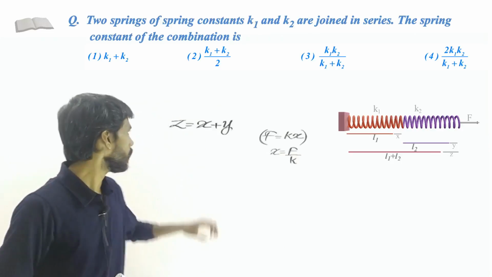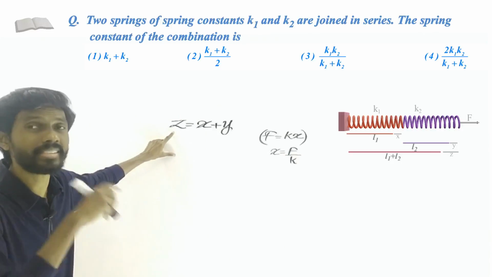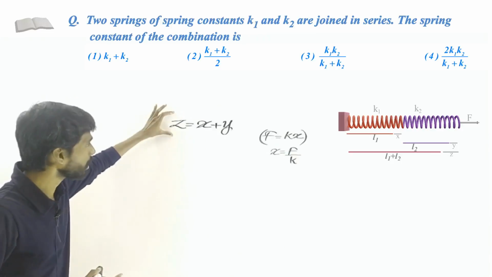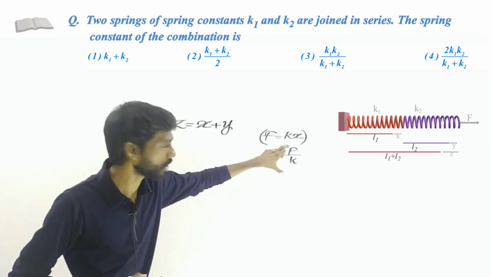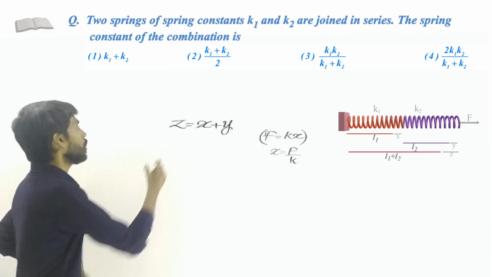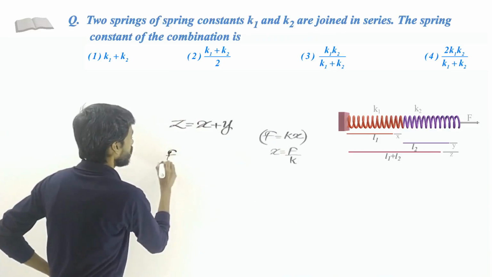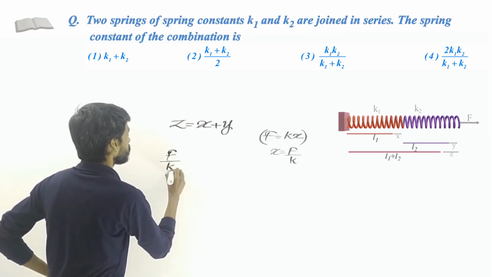Now in the second case, z is the elongation. So what is the value of this? It equals force divided by the spring constant. So the force is F, divided by the spring constant K.